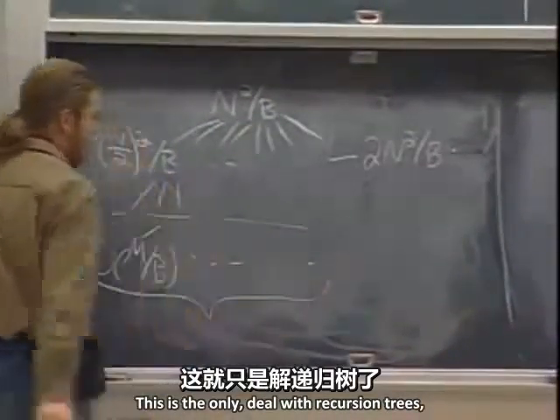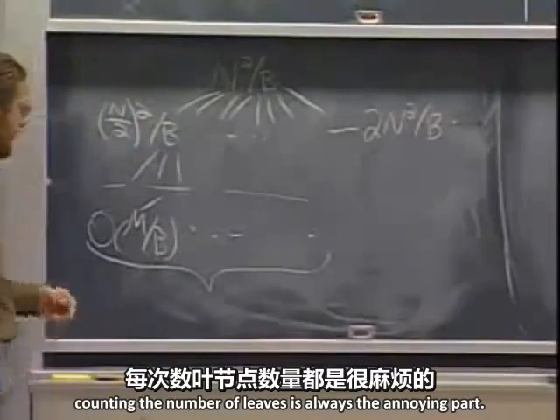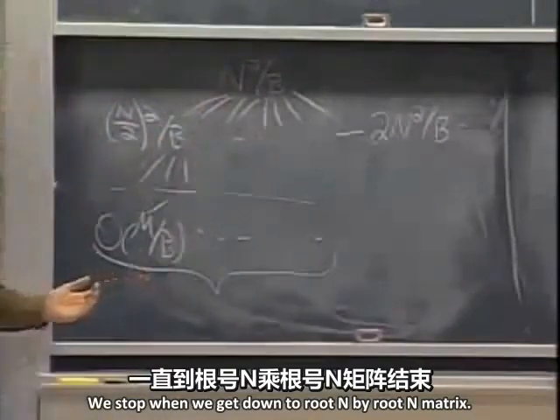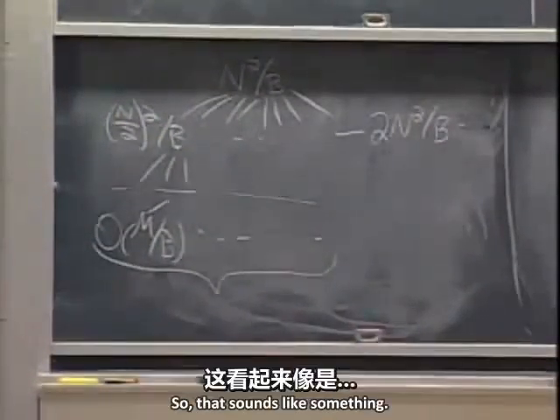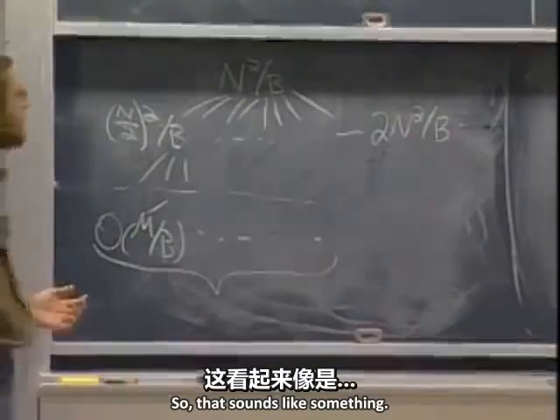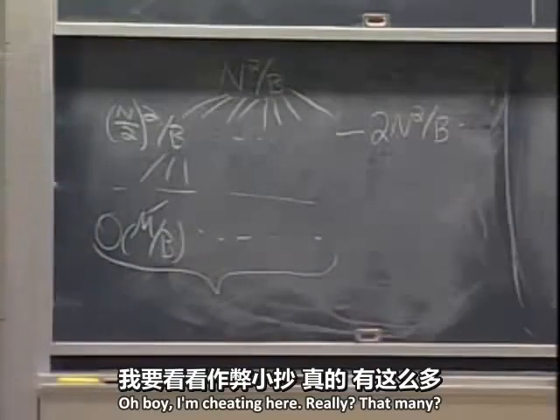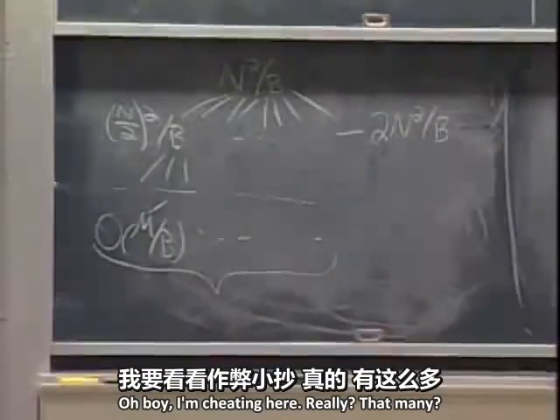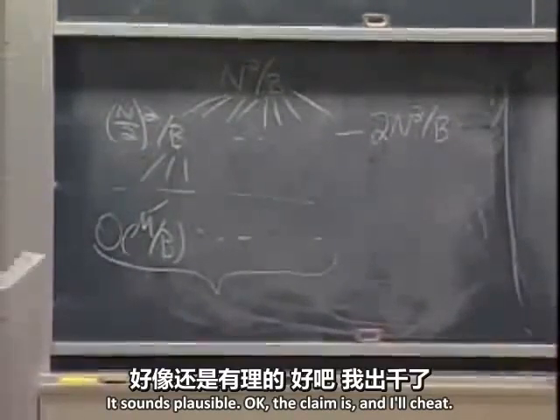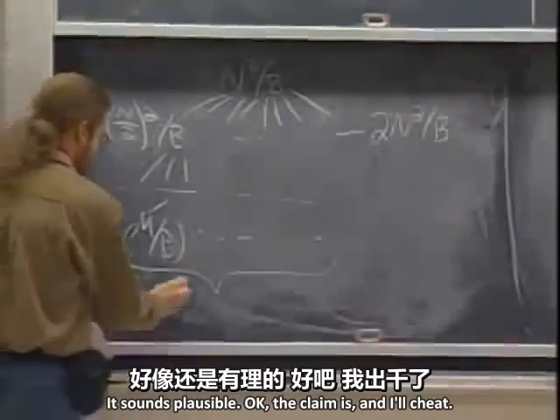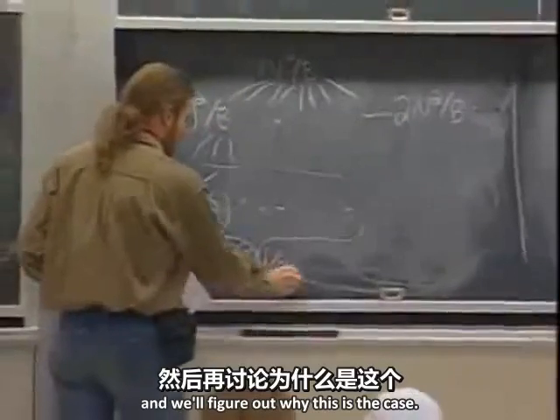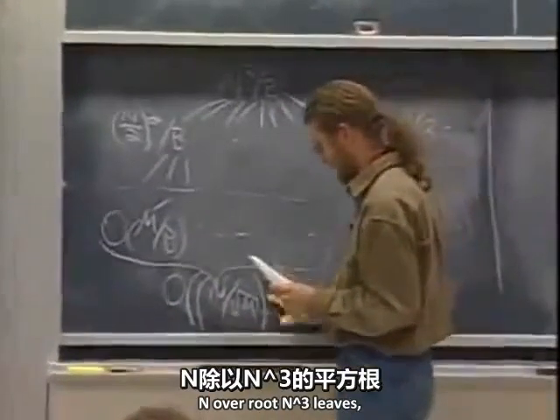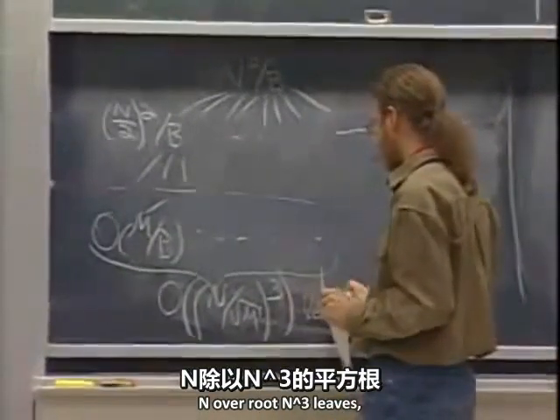If you deal with recursion trees, counting the number of leaves is always the annoying part. Oh boy, well, we start with an n by n matrix. We stop when we get down to root m by root m matrix. So that sounds like something. Oh boy, I'm cheating here. Really? That many? Sounds plausible. Okay, the claim is, and I'll cheat, so I'm going to use the oracle here, and we'll figure out why this is the case: n over root m cubed leaves.